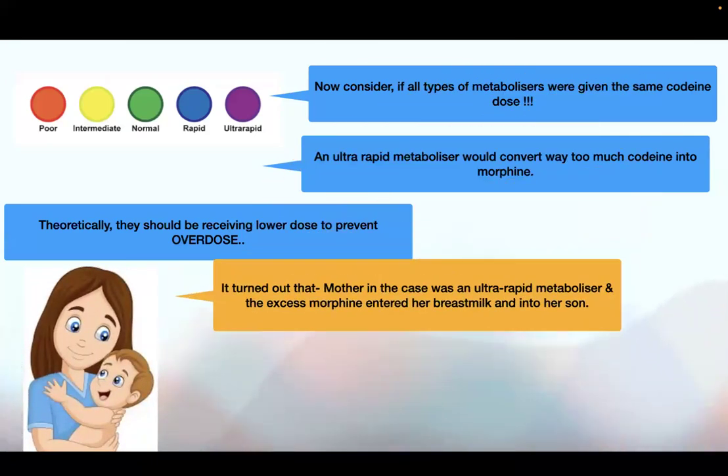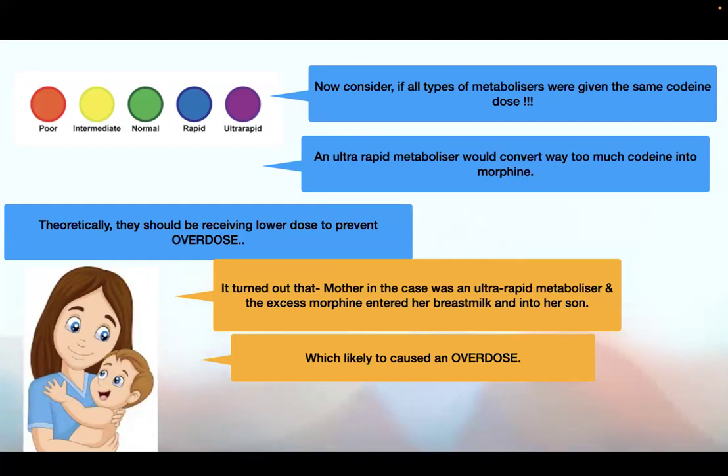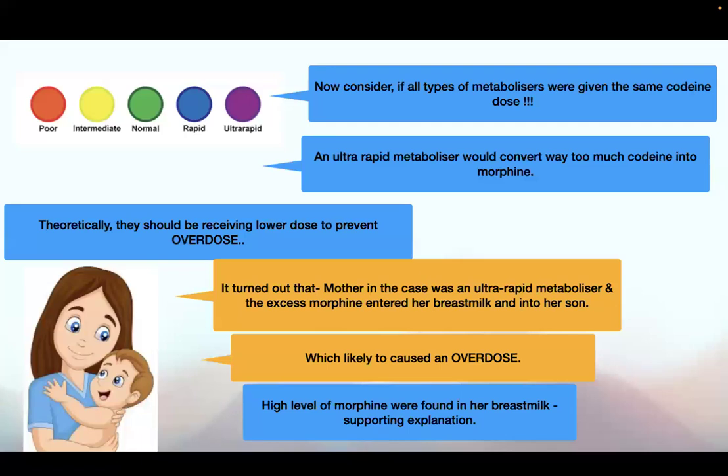What was it in our case? It turned out that the mother in our case was in the ultra rapid metabolizer category, and the excess morphine entered her breast milk and passed into her son. So I think now it makes sense, right? Which likely caused the overdose. High levels of morphine were found in her breast milk, supporting the explanation.